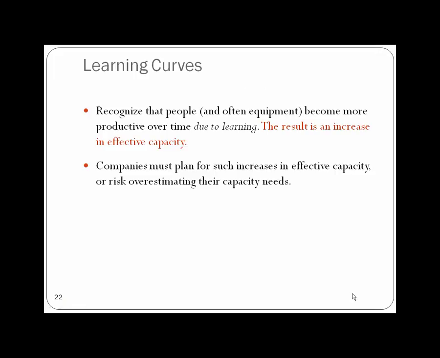The final topic I want to introduce here is learning curves. Learning curves have been around since World War II, and they recognize that people and often equipment or other systems become more productive over time due to learning. The result is an increase in effective capacity.